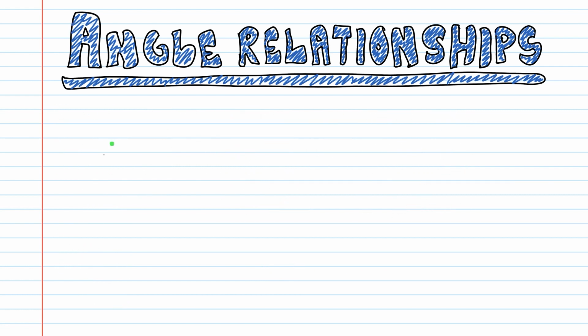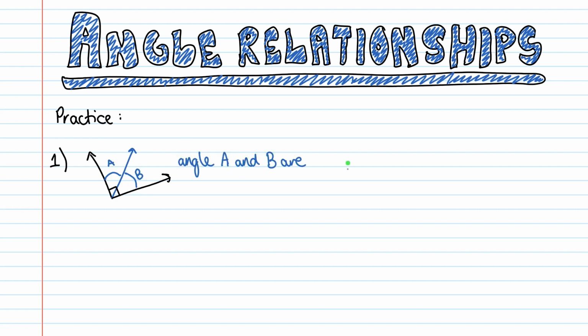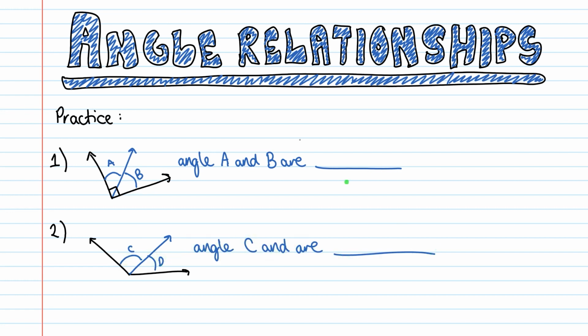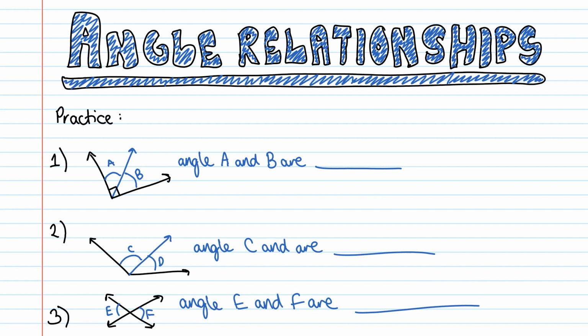Let's do a little bit of practice. I'll write some practice problems here. See if you can solve them. So what type of angle relationship is angle A and B for problem number 1? Same thing with angle C and D. What types of angles are those? And what about E and F? I'll give you a couple seconds to think about these and try and solve them.